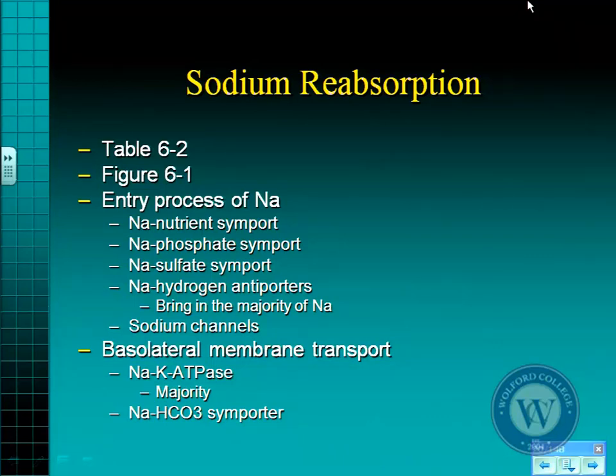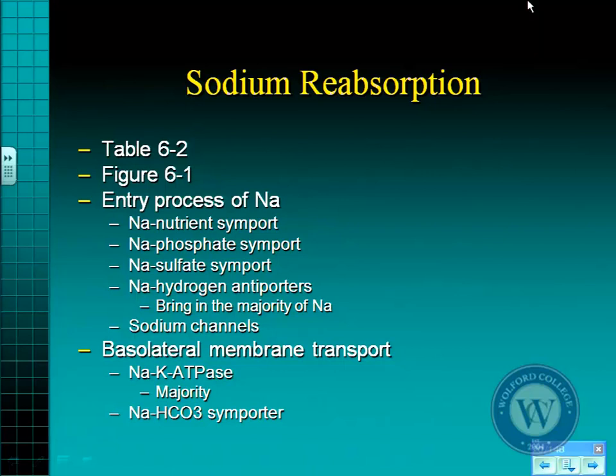sodium nutrient symport. What's a nutrient symport mean? That's going to bring things like amino acids or sugars to come with it. So sometimes you can pull the molecules across, and you're pulling two of them at the same time. You also have a sodium phosphate symport, because for every sodium you're pulling across, you're pulling phosphate across. Then you have sodium sulfate, sodium hydrogen, and just specific sodium channels. And that's on the luminal side. That's where the urine's at. That's what's pulling the molecules across into the cytoplasm.